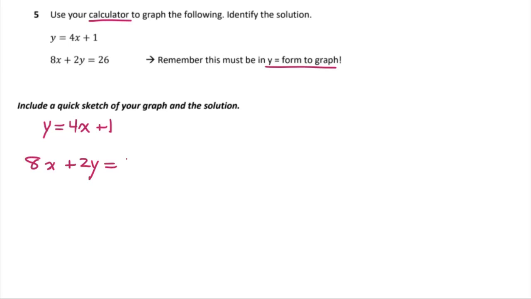So I have to move some stuff. Oop, that's not a 3, that's a 2. Move some stuff around to get it into y equals form. So here's my y. So I have to get rid of the 8x, and I have to get rid of the 2. That's my plan. So it's going to take me 2 steps to do that. I have to get rid of the adding and subtracting. I have to get rid of the multiplying with the 2. So I get rid of adding and subtracting first.